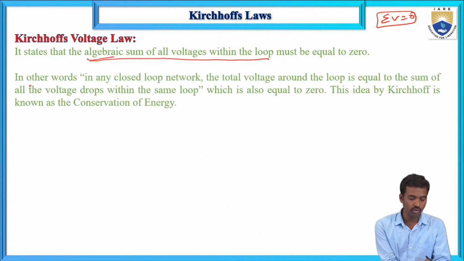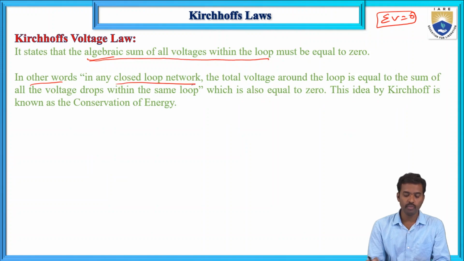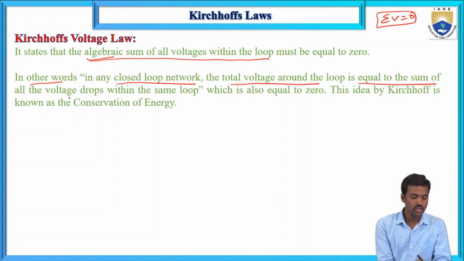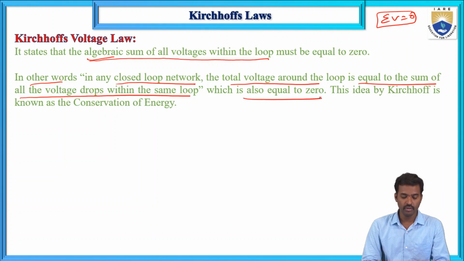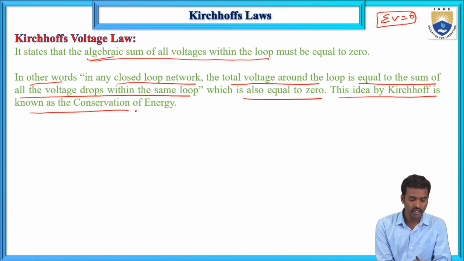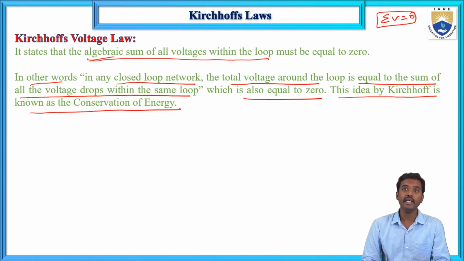In other words, in any closed path, in any closed network, the total voltage around the loop equals the sum of the voltage drops in the same loop, which is also 0. So the idea behind Kirchhoff's law is known as the conservation of energy.